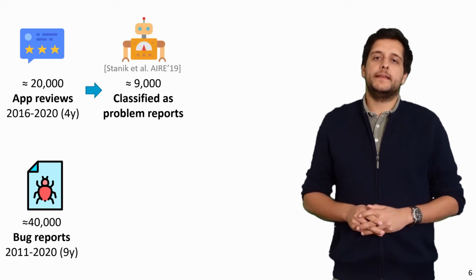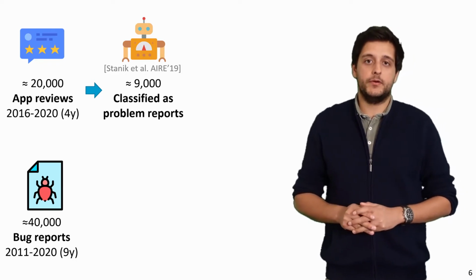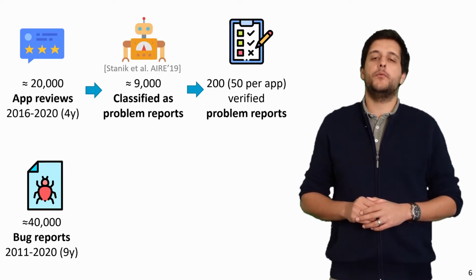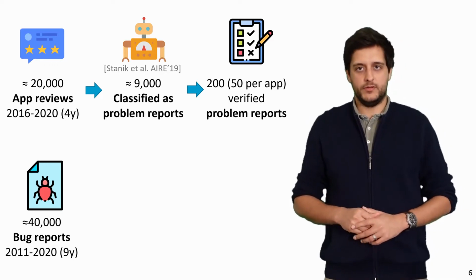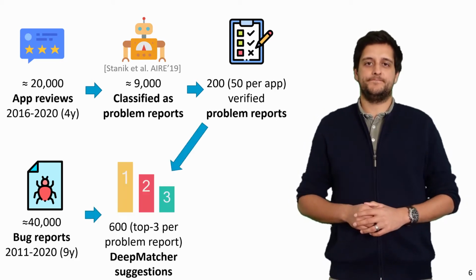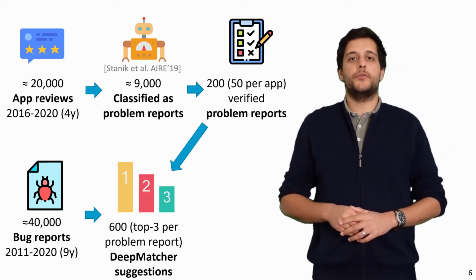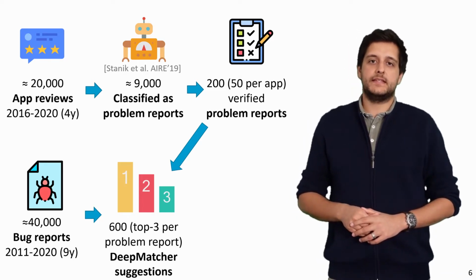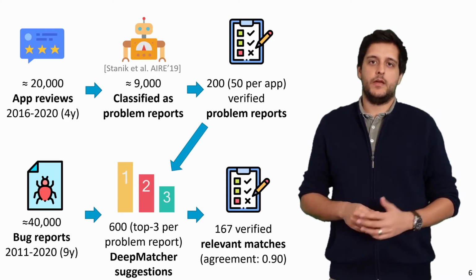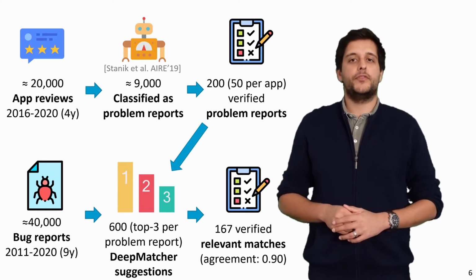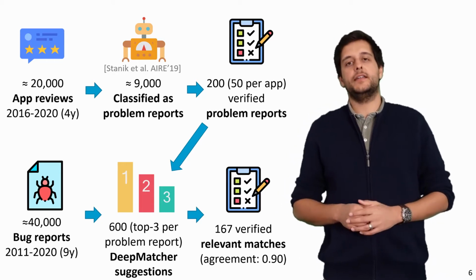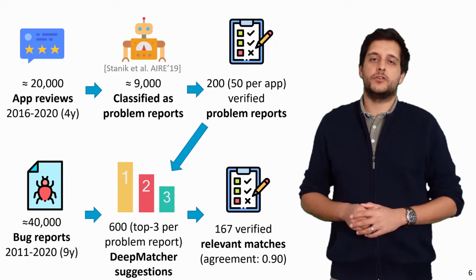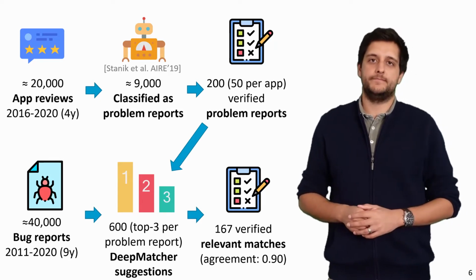We first automatically classified approximately 9,000 problem reports. We randomly sampled and verified these classifications until we reached 200 verified problem reports, 50 per app. DeepMatcher then suggested 3 bug reports for each problem report, whereby we obtained 600 suggestions. We then conducted a peer coding task for these 600 suggestions and identified 167 relevant matches. The average intercoder agreement for this task was 0.9.